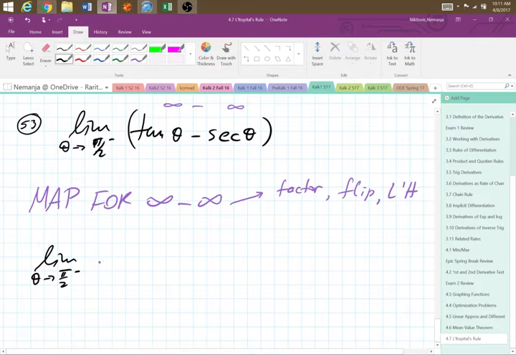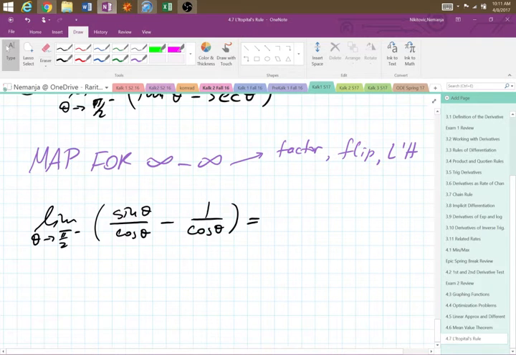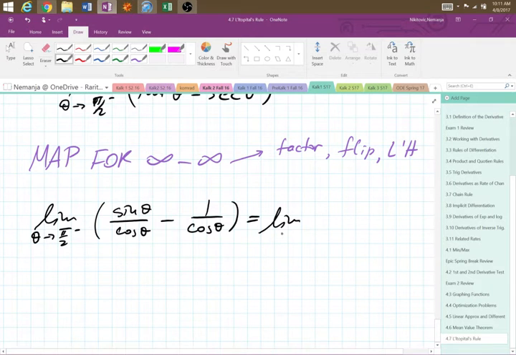But I write tangent as sine over cosine, and secant as 1 over cosine theta. And now here is the first one, which is factor. I am going to factor 1 over cosine because that changes the main operation from subtraction into multiplication. And then I should be at that 0 times infinity case. And then flip one, and you should be ready for L'Hopital.